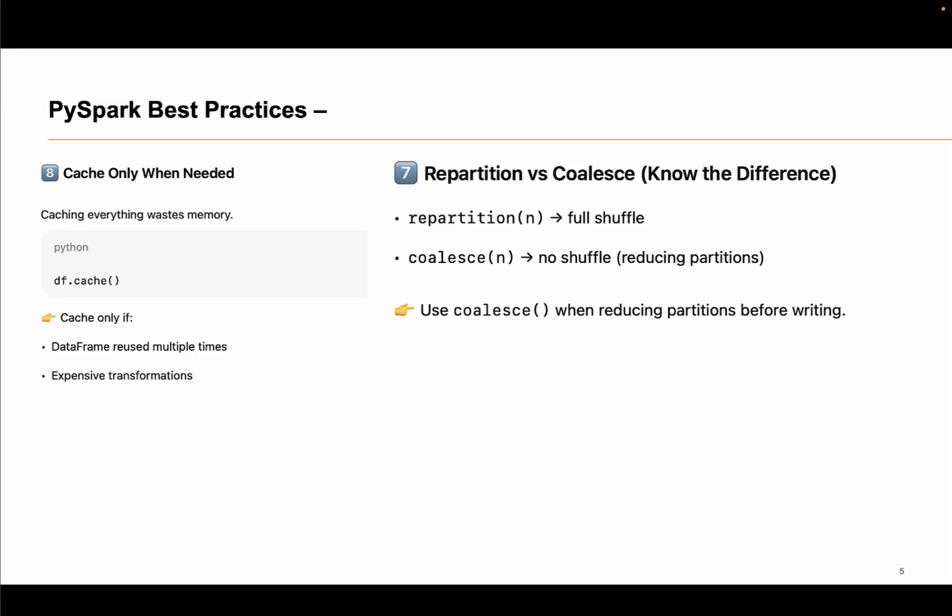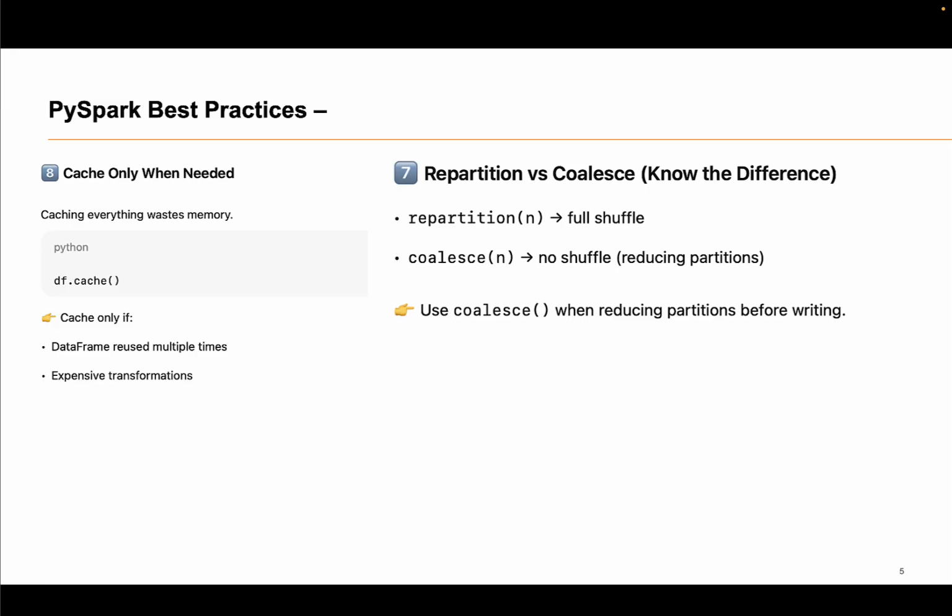Always use coalesce instead of repartition, because repartition is going to scan your whole data frame, it will be a full shuffle, okay. So these are a few best practices. If you use them, it will improve the performance of your Spark job. And it's a very important question at interview time also.